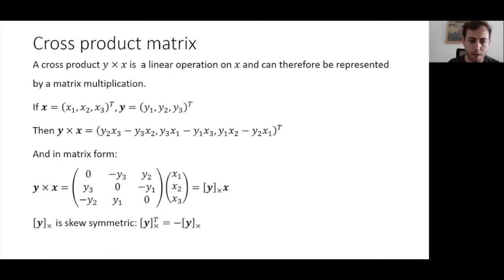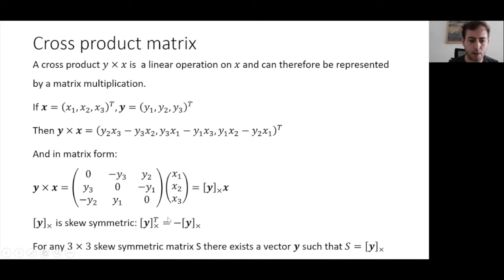And this matrix is skew-symmetric, which means that its transpose is the minus of the original matrix. And it also follows that for any 3x3 skew-symmetric matrix S, there exists a vector y such that S equals a y cross product.